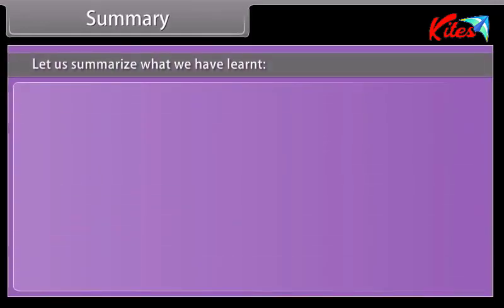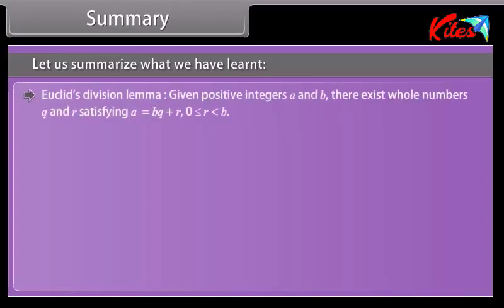Summary. Let us summarize what we have learned. Euclid's division lemma: given positive integers a and b, there exist whole numbers q and r satisfying a = bq + r, 0 ≤ r < b.